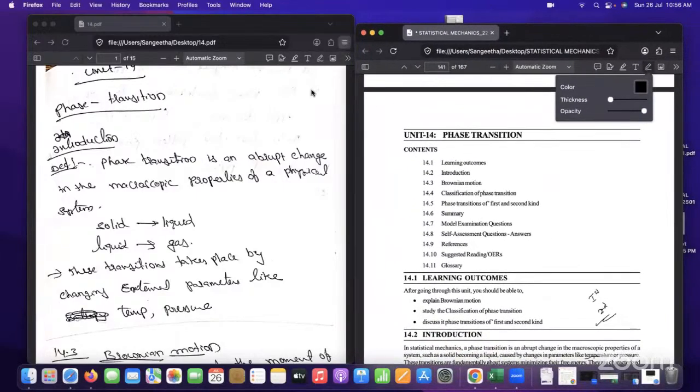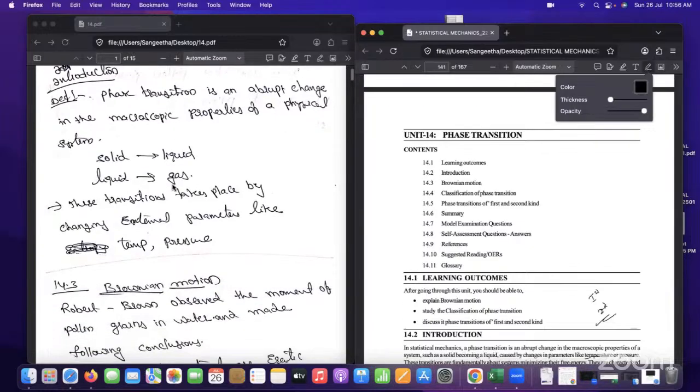Okay. Phase transition means changes occurred in the microscopic system's properties. The changes are taking place. What is the meaning of changes? Solid is converting to liquid, liquid is converting to gas. So because of this, some changes in temperature and pressure take place.